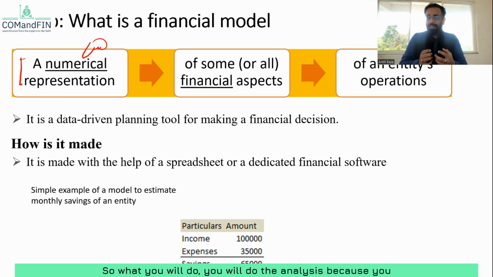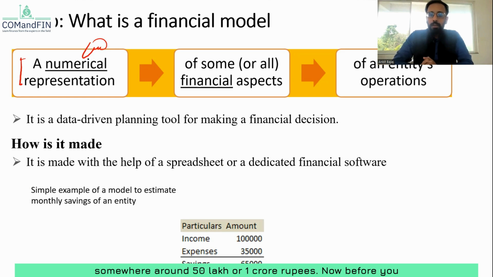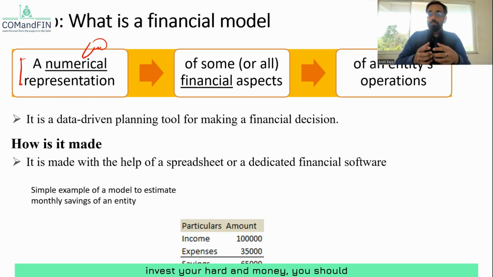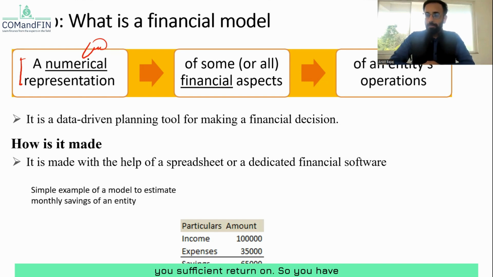When you prepare the financial model, obviously you will do some research on the business, right? So let's suppose you are planning to start a franchise business. Now there are various franchise businesses available. You can take a franchise of an academy, or you can take a franchise of McDonald's. You will do the analysis because you are the investor, investing somewhere around 50 lakh or 1 crore rupees. Before you invest your hard-earned money, you should have the idea whether that business will give you sufficient return.